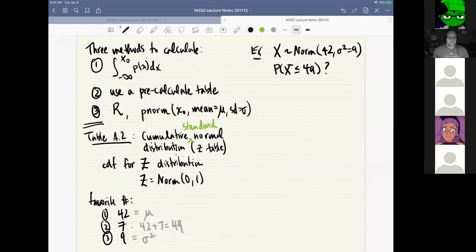So let's calculate that probability. It's always good when you're learning this stuff to draw a picture. So we've got 42 as our mean. I'm interested in 49 up here. And my standard deviation is 3, so I've got 45 here and I've got 39 here. So my 49 is a little bit above. I want to know the probability that I'm less than 49. So what's this area?